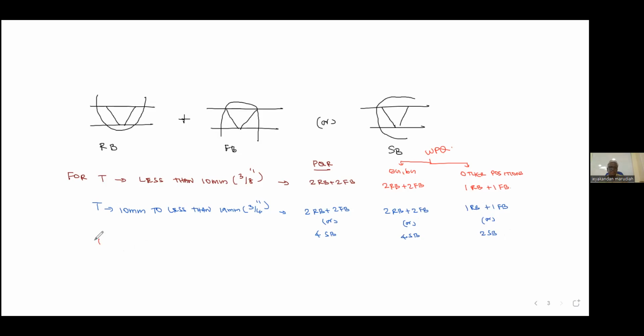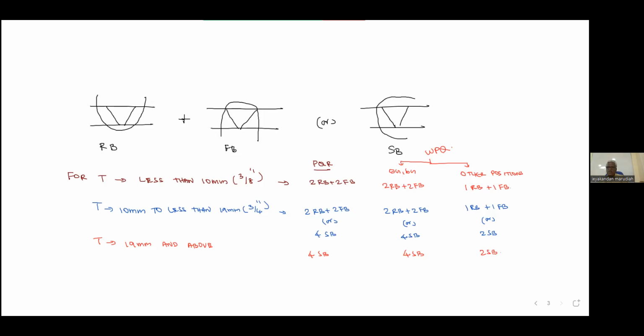Then for thickness 19 mm and above, four side bend, two side bend. So I will put it like this. Less than 10 mm, you can see side bends are not allowed. 19 mm and above, root and phase bends are not allowed. In between, both are allowed. Either it is two root plus two phase or this one.